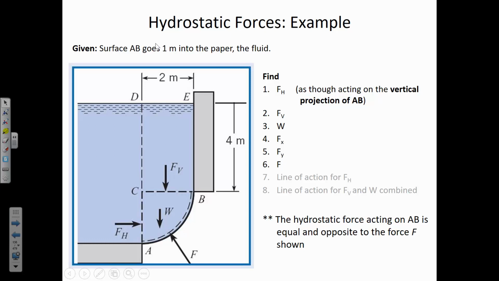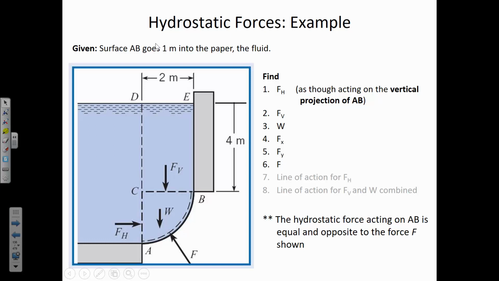F sub h is simply the pressure at the centroid multiplied by the area. The centroid I'm talking about is the center of area of the projection, the vertical projection, to find the horizontal forces. That's one place where students struggle: they see F sub h and think horizontal projection. But no, the horizontal forces are acting on a vertically oriented projection.